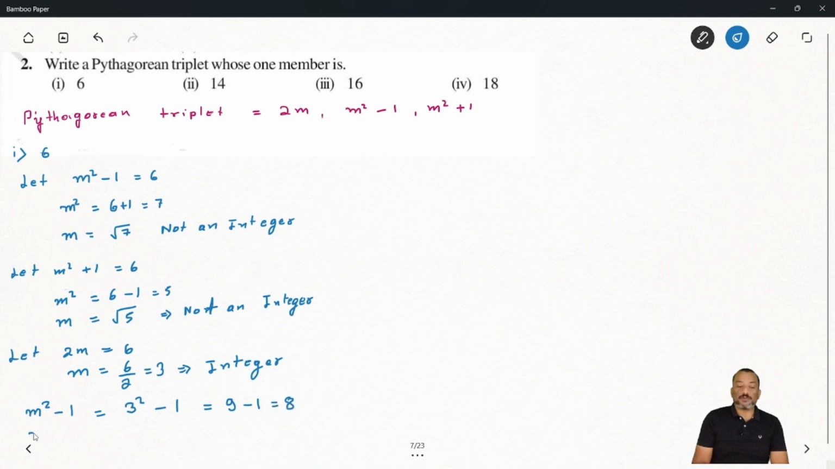Now same way you can find m square plus 1. So that means 3 square plus 1. So you will get 9 plus 1. So which means 10. So your triplets are what? So you can say 6, 8 and 10. Okay, are your given triplets. And you can see in this one your 6 exists, so you can say it is forming a triplet. Hope you understand this one.